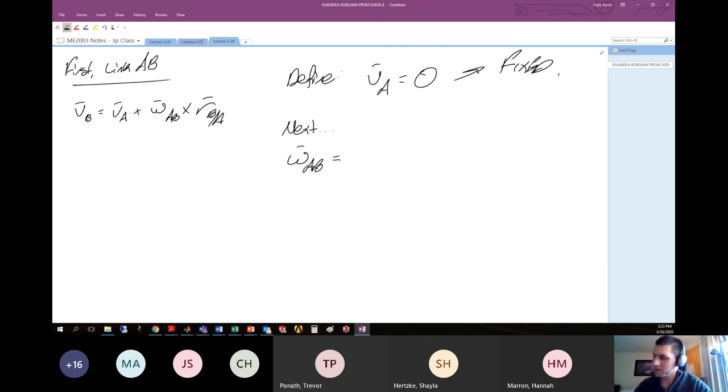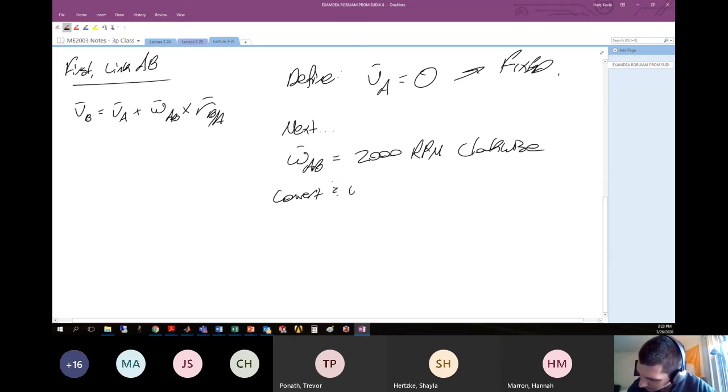So here we have 2,000 RPM clockwise. That's nice, but usually when we're working with angular velocities, we want to talk about it in terms of radians per second and an actual velocity vector. So we need to convert and write it as a vector.